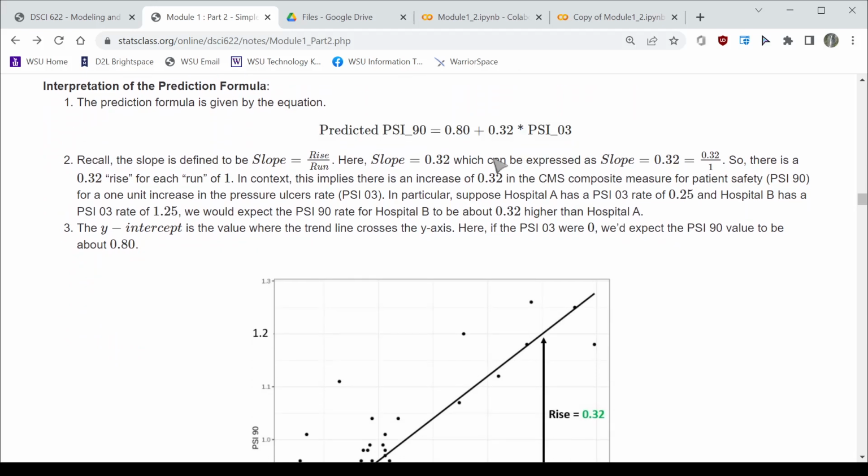Let's talk a little bit about the y-intercept maybe. If the PSI03 were 0, then what would the equation be? It would be 0.32 times 0. So this part is going to go away, and you're just going to be left with this equation. So the 0.80, or the y-intercept, is going to be the predicted PSI90 score when the PSI03 rate is at 0.